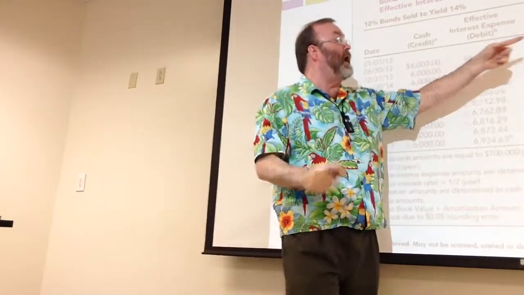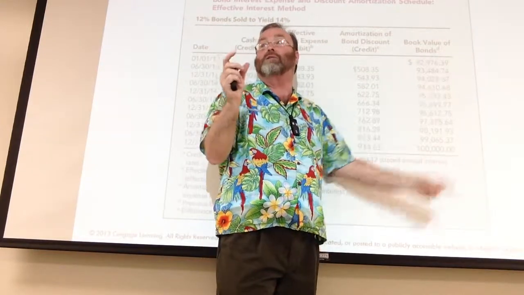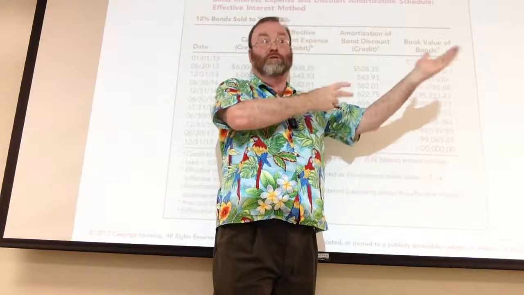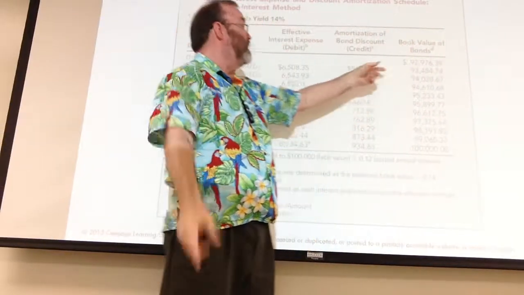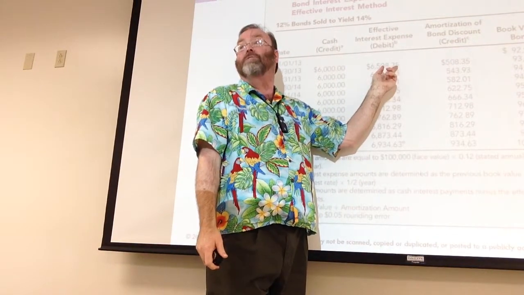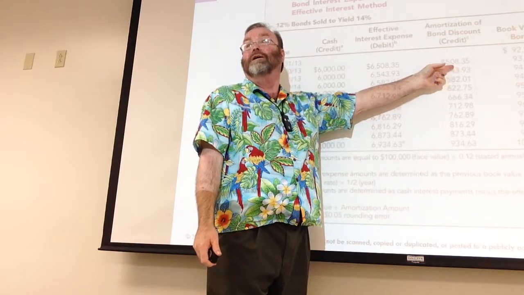So if you multiply the $92,976.39 times what? So if it was 14% effective yield, what interest? 7%. 7%, you'll get $6,508.35. That's a difference of $508.